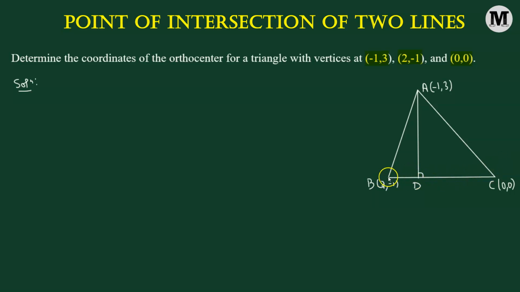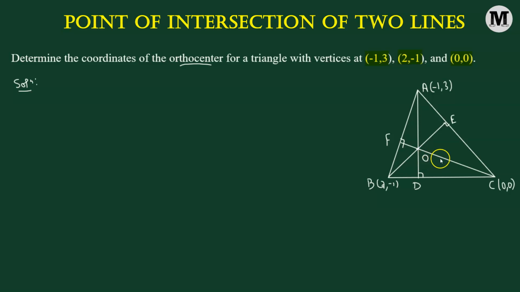Similarly, we're going to drop another perpendicular from the point B on the side CA and another perpendicular from the vertex C on the side AB. So here we have BE, that is going to be the perpendicular on AC, and CF is going to be the perpendicular on AB. Now clearly, these three perpendiculars are going to meet at a common point, and let's call this the common point O, and this common point O is referred to as the orthocenter of the triangle ABC. So our goal will be to determine the coordinates of the point O.